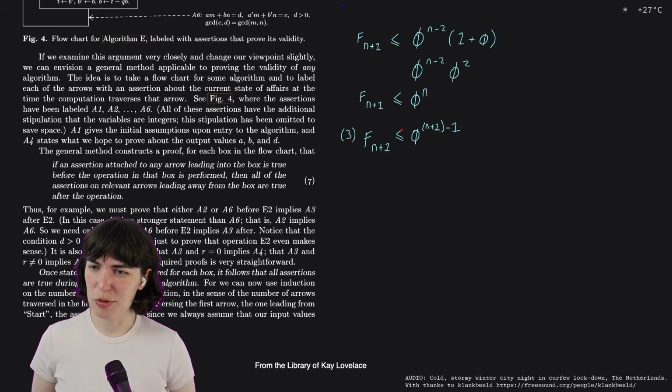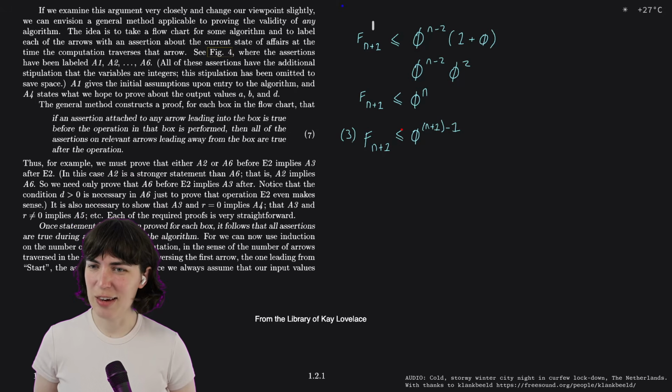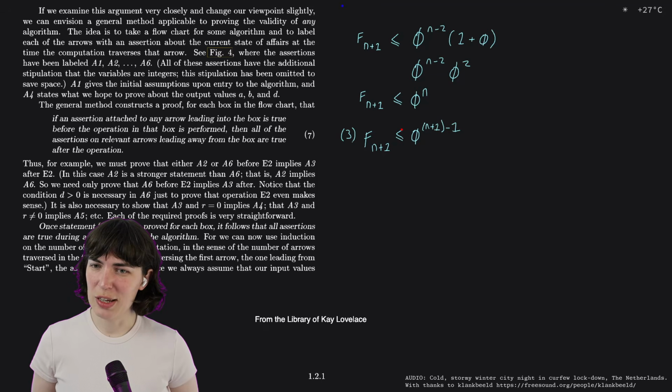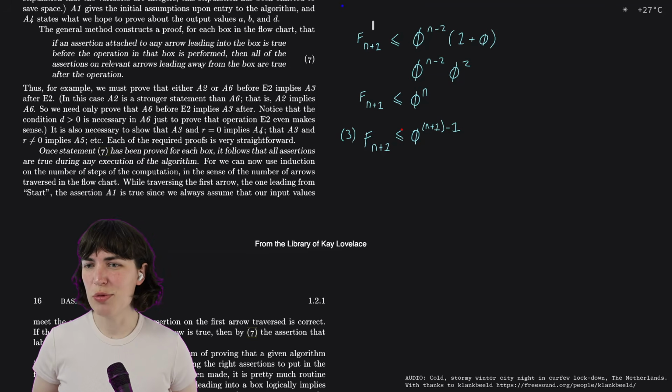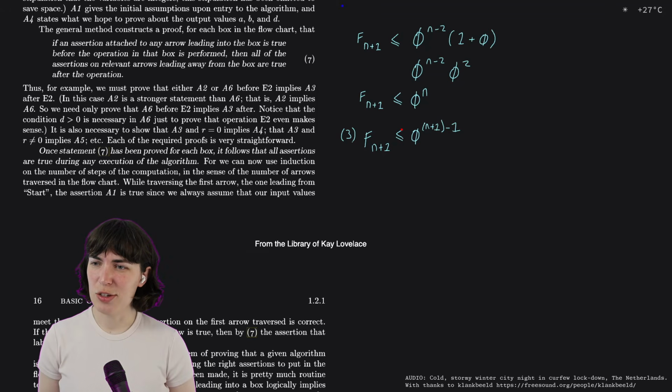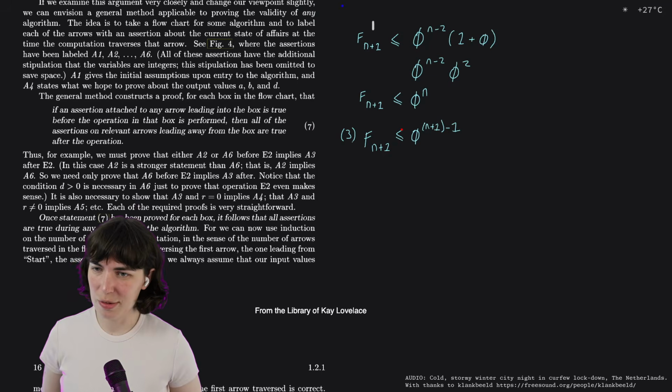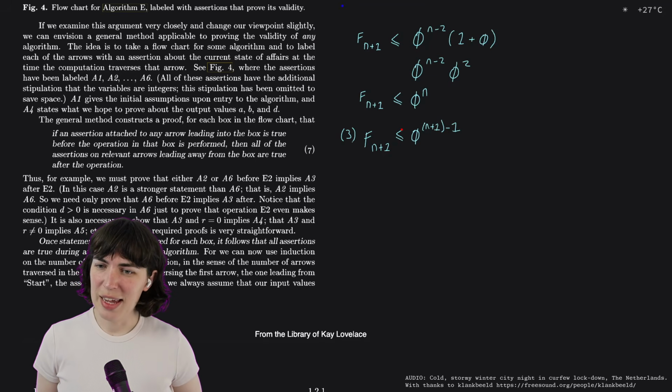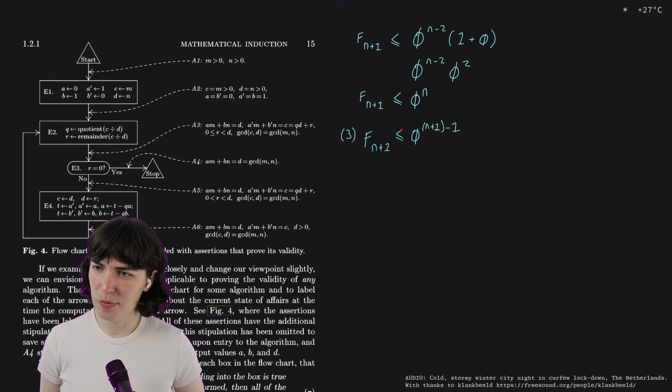The general method constructs a proof for each box in the flowchart that if an assertion attached to any arrow leading to the box is true before the operation in that box is performed, then all the assertions on the relevant arrows leading away from that box are true after the operation. Thus, for example, we must prove that either A2 or A6 before E2 implies A3 after E2, because those are the two routes into it.